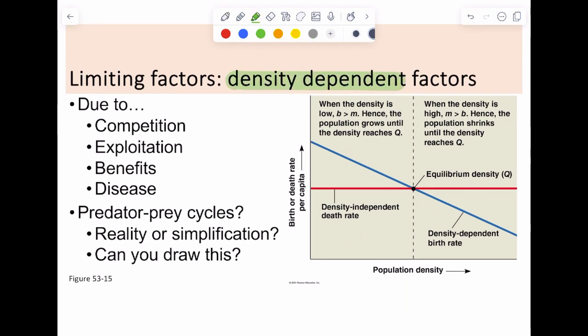So density dependent factors, the ones where how crowded you are turns out to be important. The way that this manifests is you're going to fight for the resources. If you fight, everyone loses. This is what we would call a negative, negative situation. Because everyone's going to get hurt, or you're going to use up energy, or you're spending time fighting for those resources when you could have been just consuming or using those resources.